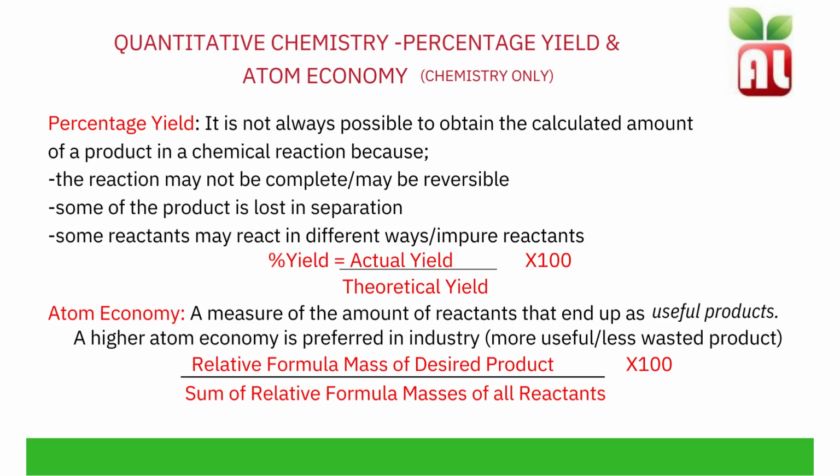To calculate atom economy, you find the relative formula mass of the desired product, you divide this by the sum, the total, of relative formula masses of all reactants, and multiply this by 100 to get a percentage. A chemical reaction with only one product would have an atom economy of 100%, as there are no other products in the chemical reaction.